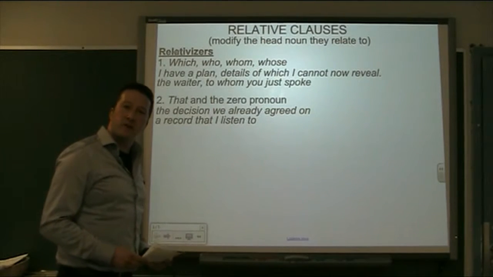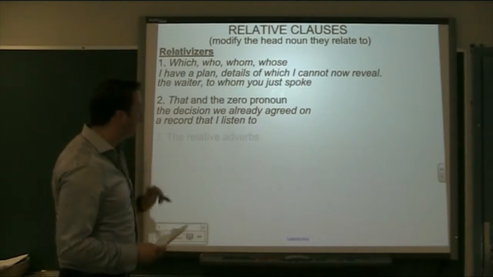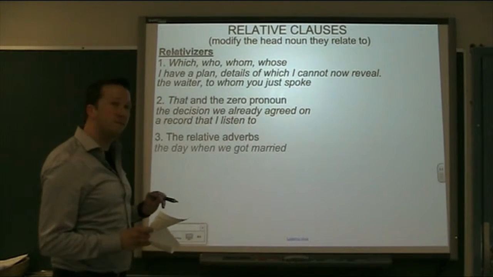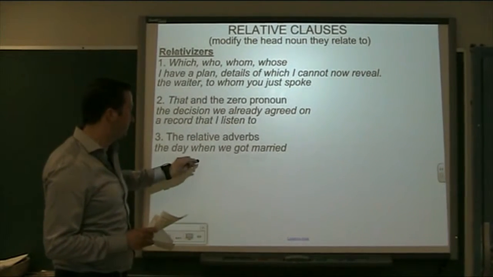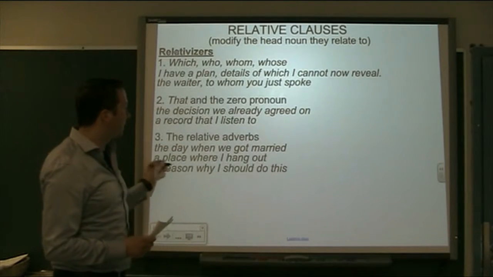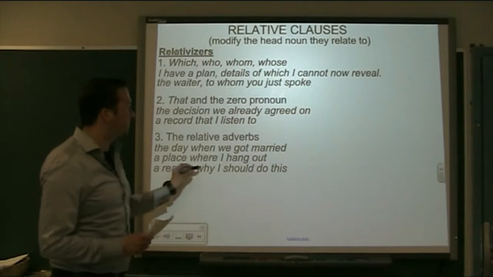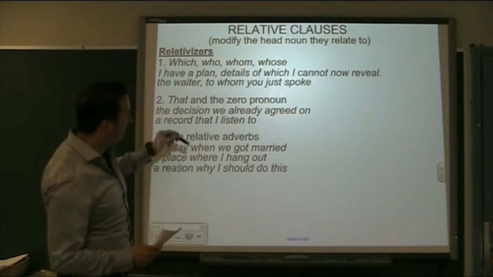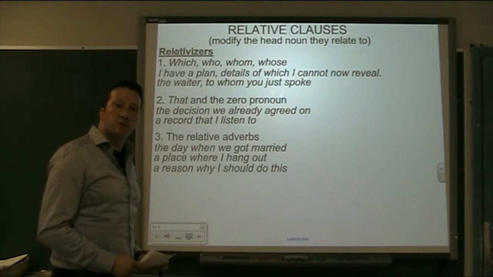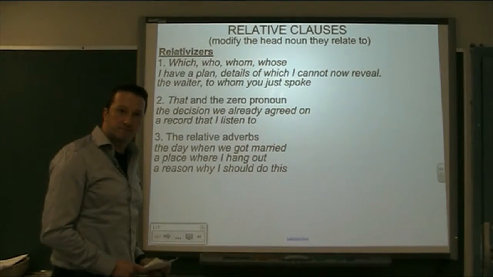And the third category consists of relative adverbs referring to time, place, and reason. The day when we got married, a place where I hang out, a reason why I should do this. These words, when, where, and why, are relative adverbs that all begin relative clauses.